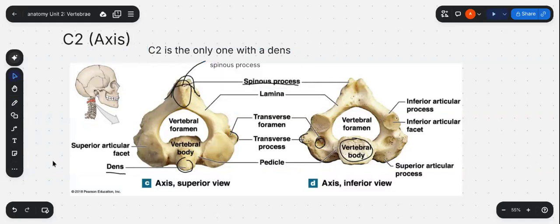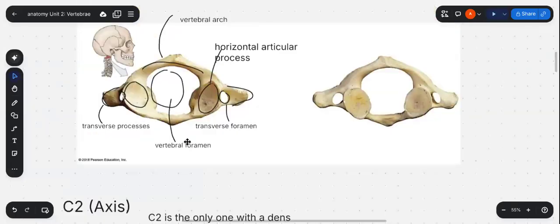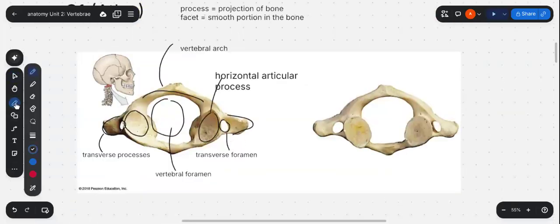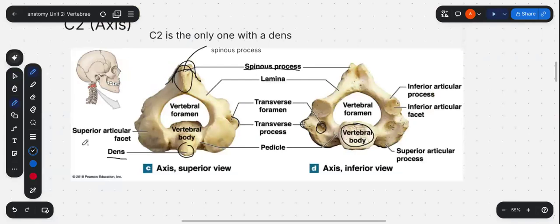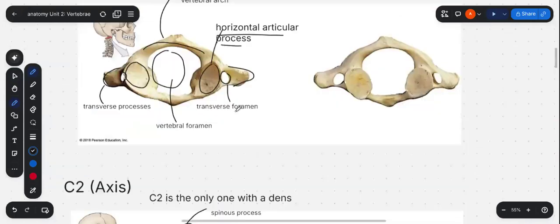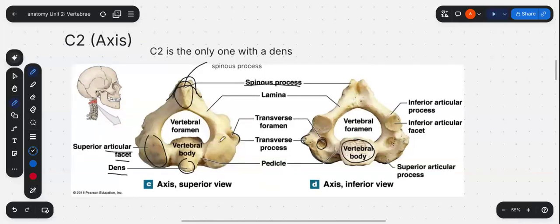Next, instead of calling it the horizontal articular process, as is seen over here with C1, you are going to have your articular facets. And again, facet is just a smooth portion. So you can see how this over here, it looks a lot smoother than this kind of like rough projection over here. This one, it's a little bit elevated. It looks a little bit more rough, while this one looks a little bit more smooth. And so that is what differentiates it and makes it a facet.